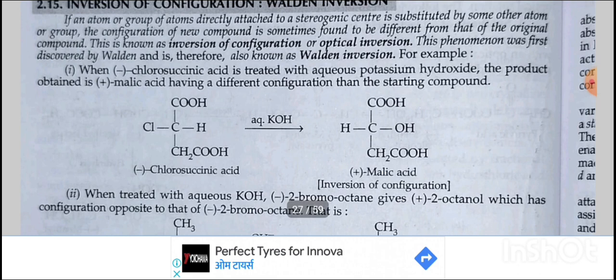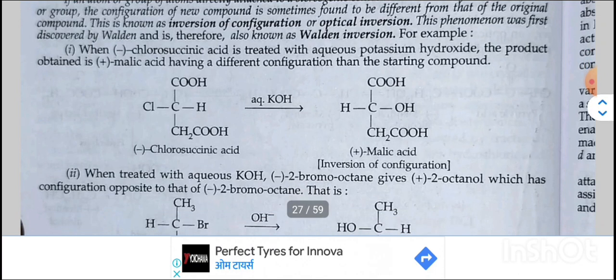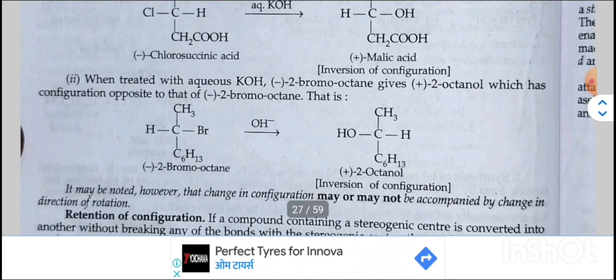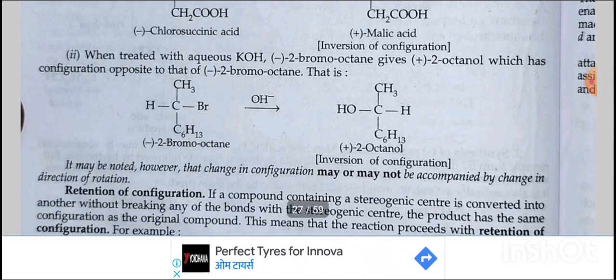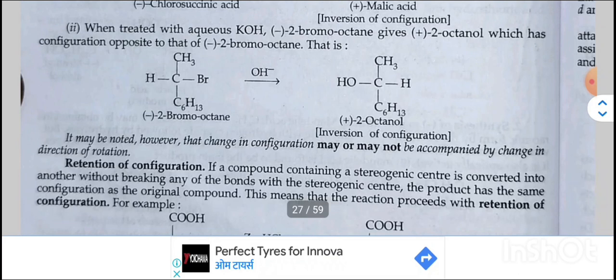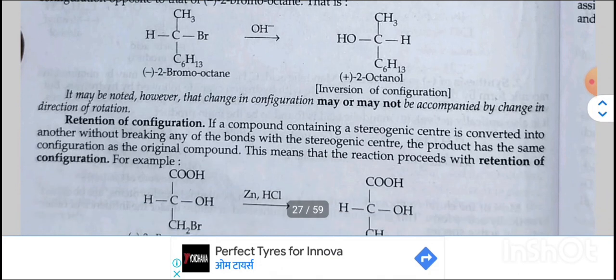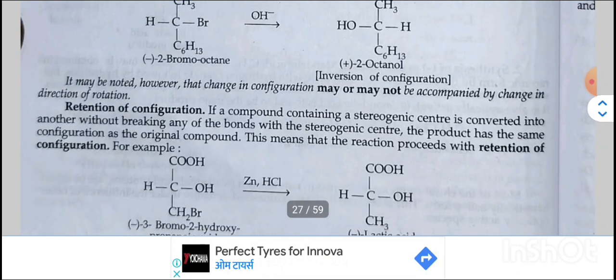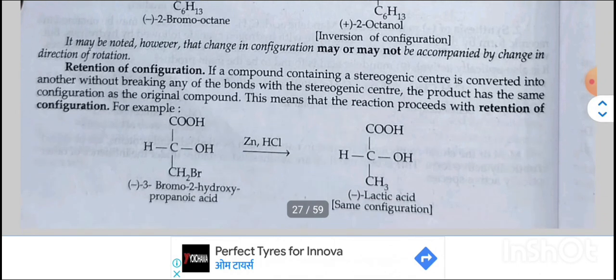For example, when negative chlorosuccinic acid is treated with aqueous potassium hydroxide, KOH, the product obtained is malic acid having a different configuration than the starting compound. Chlorosuccinic acid in the presence of aqueous KOH gives malic acid. When treated with aqueous KOH, 2-bromo-octane gives plus 2-octanol, which has a configuration opposite to that of 2-bromo-octane. It may be noted, however, that the change in configuration may or may not be accompanied by a change in direction of rotation.